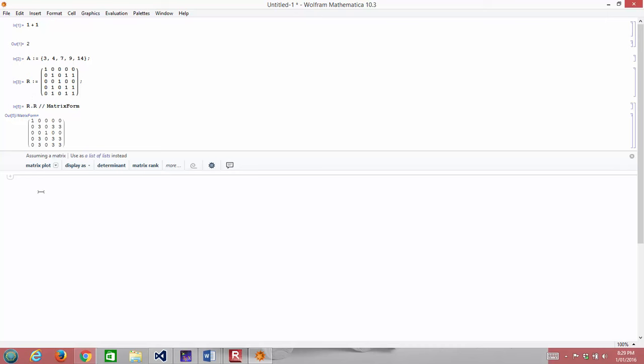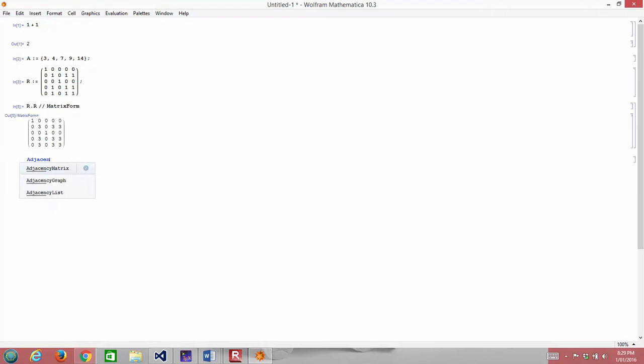Now let's go through and let me have you see how we can get a picture, the graphical representation of the relation R. It turns out that if you have a square matrix, meaning that it has the same number of rows and columns, and you want Mathematica to draw a picture of the relation, all you have to do is take the matrix, here our matrix is called R, and use the special word AdjacencyMatrix. And Mathematica tries to suggest it for you.